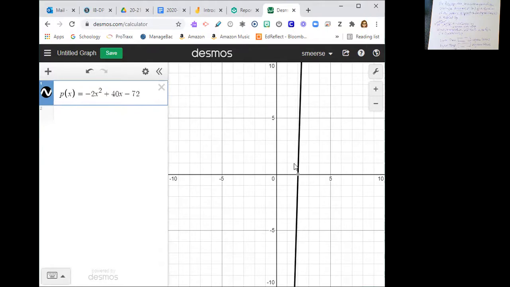And now a lot of students get nervous here because they're like, oh no, I know it's supposed to look like either a U or an upside down U, and I see a line. This just means that you're going to have to either zoom in or zoom out. I'm thinking since this is such a close line, we're going to have to zoom out.